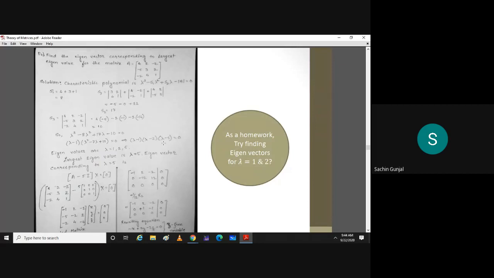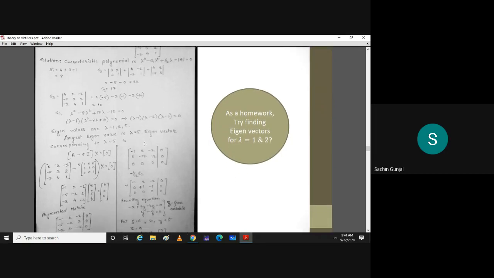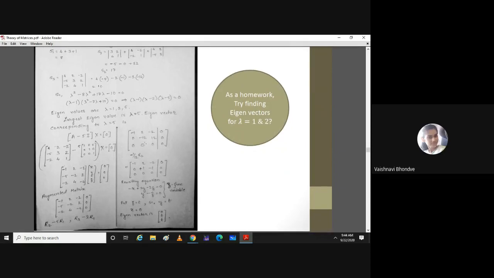So roots are 1, 2, 5. So eigenvalues are 1, 2, 5. Now we have been asked to find the eigenvector corresponding to the largest eigenvalue. So the largest eigenvalue is 5, right? Yes, sir. So corresponding to that eigenvalue, the eigenvector can be found using the system (A minus lambda I) times x is equal to 0, where lambda is equal to 5. So (A minus 5 times the identity matrix) times x is equal to 0.